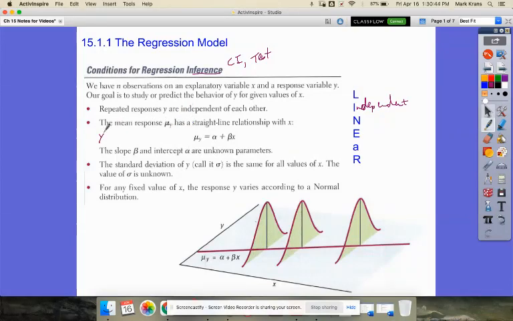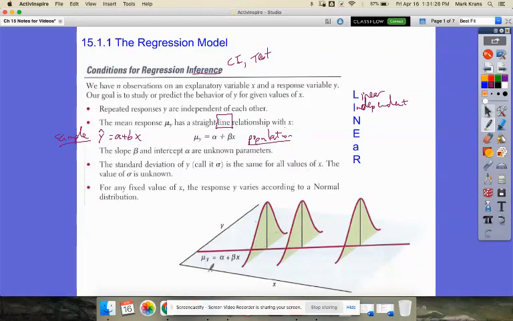And this one, the mean response y. So normally we say y hat, predicted y, equals a plus bx, okay? This is based on the sample statistics. This would be based on the population parameters, all right? We use alpha and beta and mu instead of y hat and a and b, okay? And so we're saying that it's a straight line relationship, so it needs to be linear. So the first one is the acronym, linear, okay?